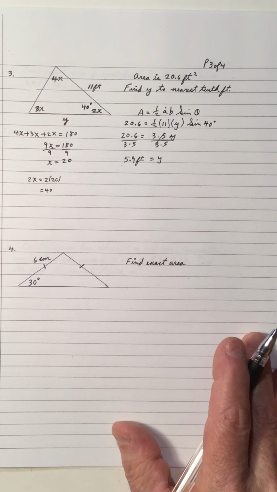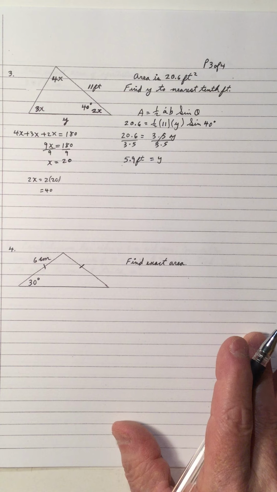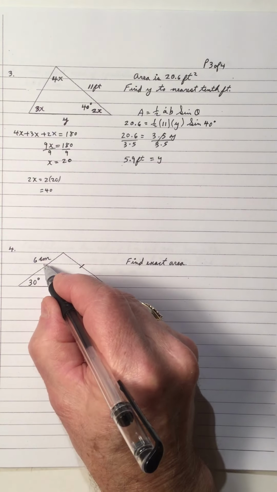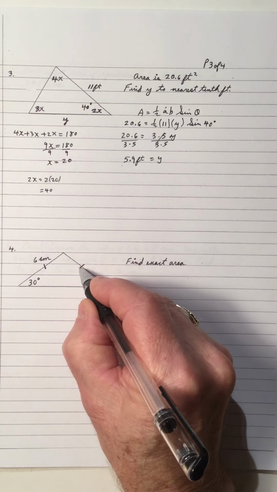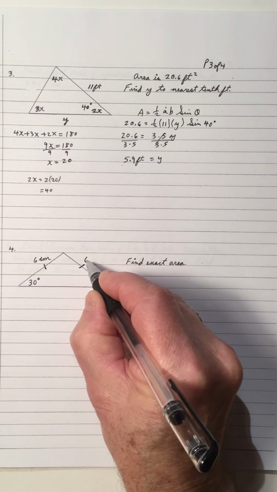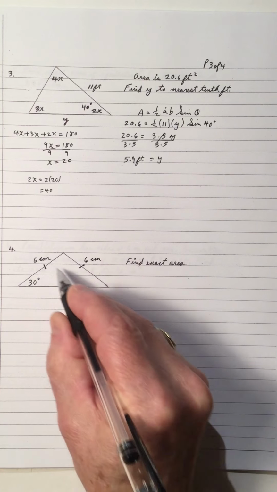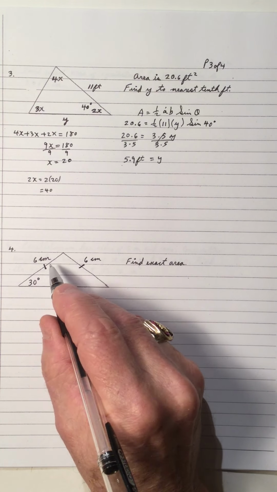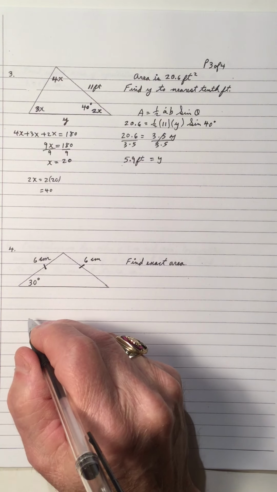Number 4, again, if you want, you can pause the video and work it out. I want to work this one out. So we have this side is 6. These are marked equal, so this is 6. And we have two sides equal. We also have two sides equal, then two angles are equal.